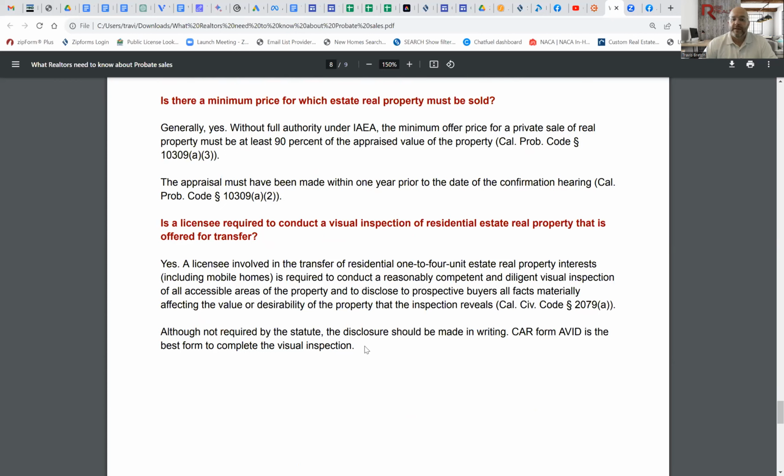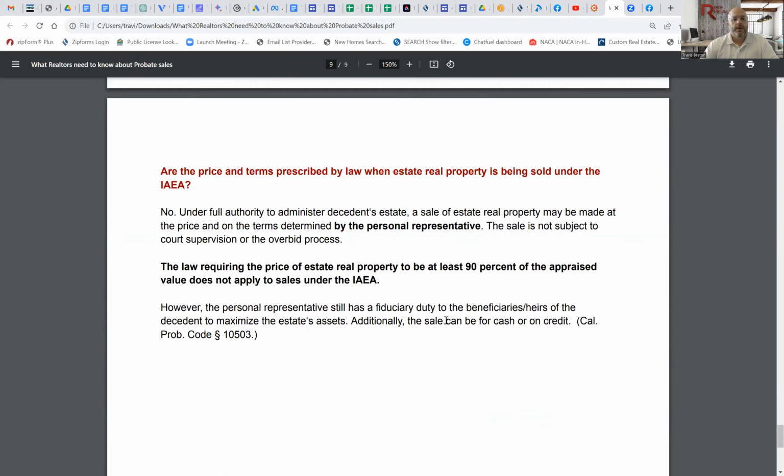Although not required by the statute, the disclosure may be made in writing. Use the AVID form. That's just the recommended form from C.A.R. to do your visual inspections. And I believe this is the last one. So are the price and terms prescribed by law when estate real property is being sold under the IAEA?